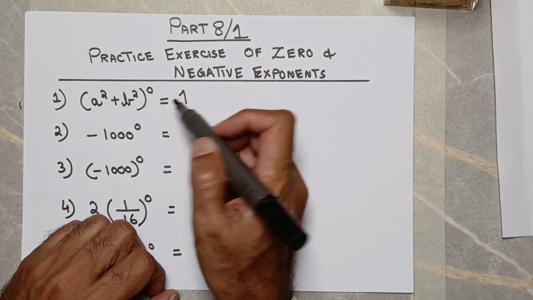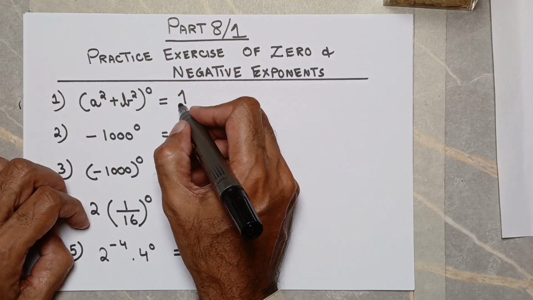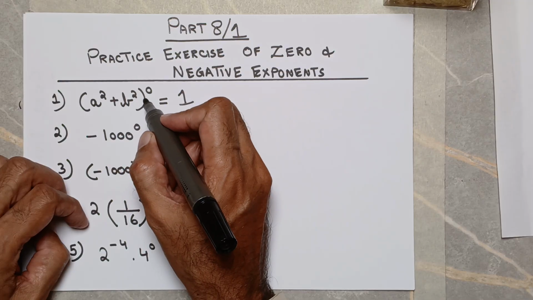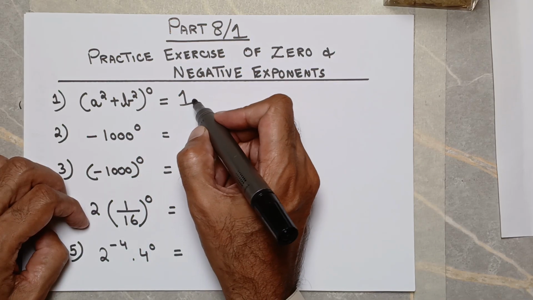Suppose that we have an expression a square plus b square, and the whole thing is raised to the power 0. Obviously, it means it will turn the whole expression to 1. (a square plus b square) whole 0 is converted to 1 only.